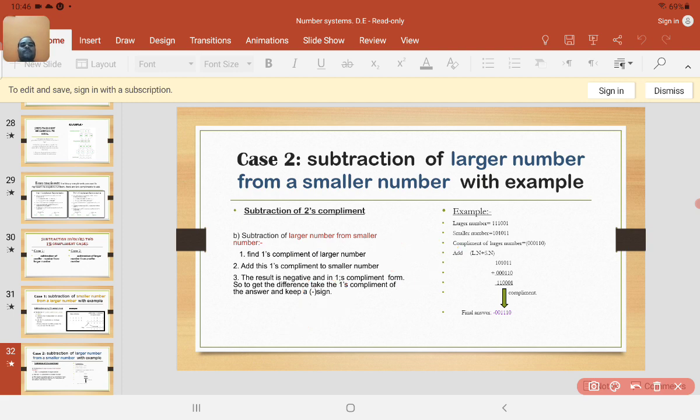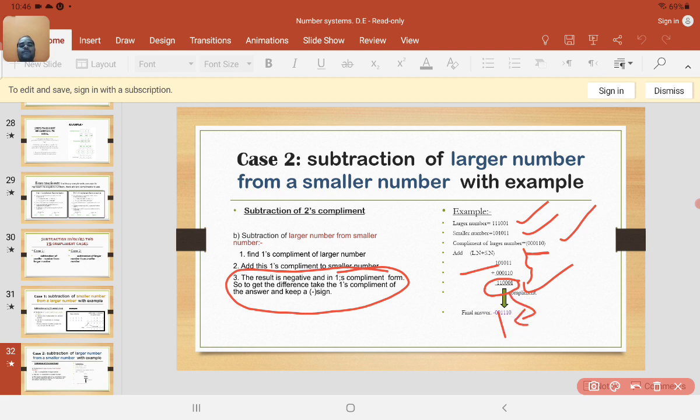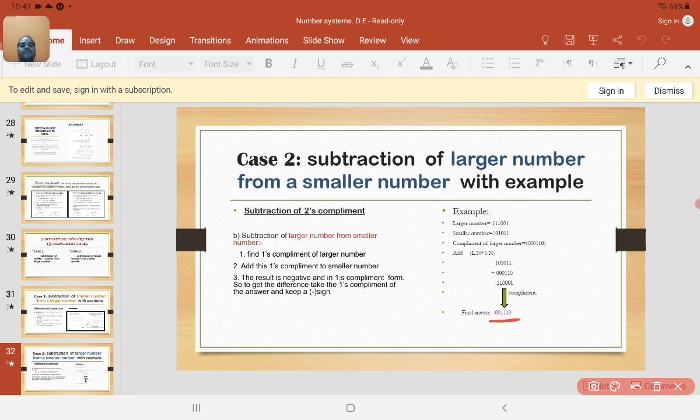Here is one example. The larger number is 111001, and the smaller number is 101011. We first get the one's complement of the larger number, that is 000110, and add these numbers. The two numbers are added and we get the result. At the last step, the result is in negative form, that means one's complement form. To get the actual result, we take the one's complement of the addition result. We already know that we are subtracting a larger number from a smaller number, so we put the negative sign here. Minus 00110 is the answer for this subtraction.